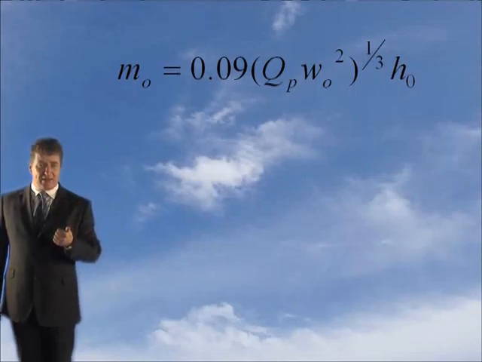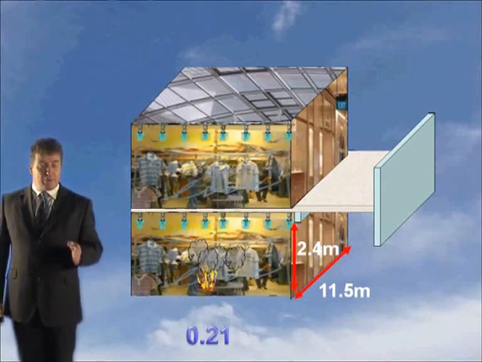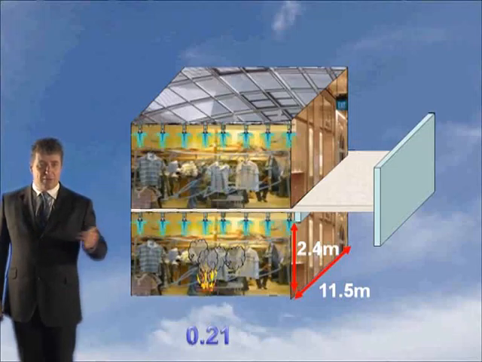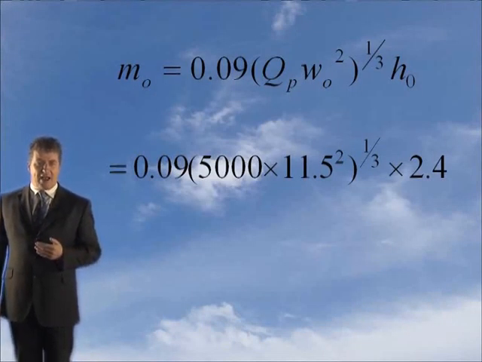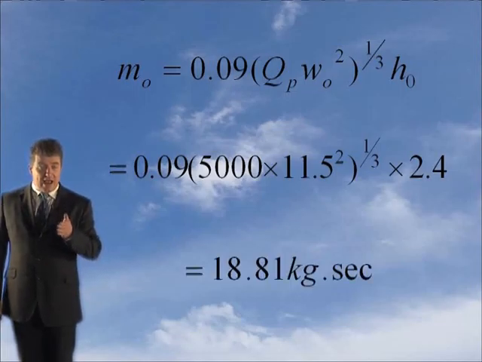Let's put in our known variables. Now we know the convective heat output is 5,000 kilowatts or 5 MW. Now we need to know the dimensions of the openings. In this case, the width will be 11.5 metres and the height is 2.4 metres. So put the variables in. You'd have got a mass flow rate of smoke leaving that shop of 18.81 kilograms a second. That's the mass flow rate of smoke.